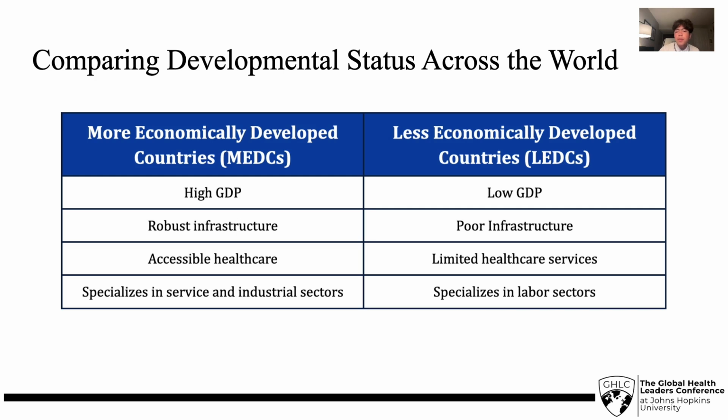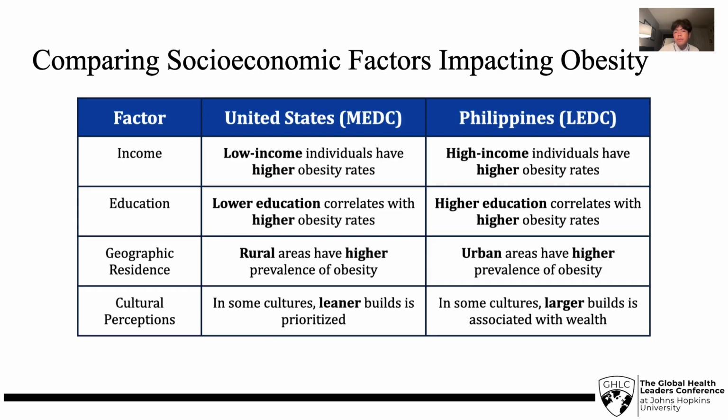Now, let's look at specific socioeconomic factors and how they play out in two nations. In this comparison, I selected the United States as the MEDC and the Philippines as the LEDC. The United States has a GDP per capita of $82,769.41. In a study by Alexandra Lee, clear correlations emerged between socioeconomic status and obesity. Obesity rates are significantly higher among lower income populations, driven by limited access to healthy food and opportunities for exercise.